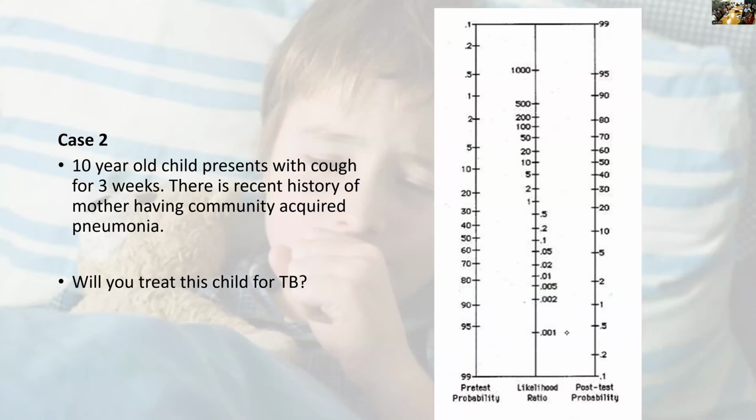What about the second child? This is a 10-year-old child who presents with cough for 3 weeks, and there is a recent history of the mother having been treated for pneumonia. What is the pretest probability that this child has tuberculosis? About 50? Okay, 50 or 40. And suppose the test had come positive, our positive likelihood ratio would have been 6. So now I have a post-test probability of what? 60, 70. So should I be worried that this child could have TB? Yes, so we will evaluate further.